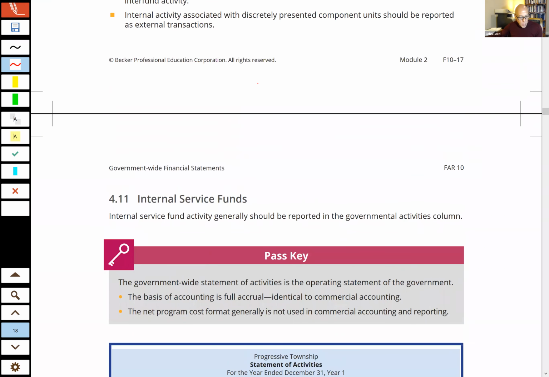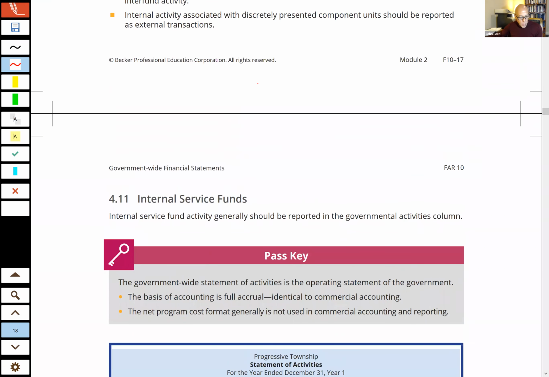And then we saw the change in net position. Change in net position was like net income, and that number was 794,500. Right? Okay, good. And then just a reminder that the internal service fund activity would be part of the governmental activities column, which we already knew that. Question? Okay, good. So that takes us through the statement of activities.